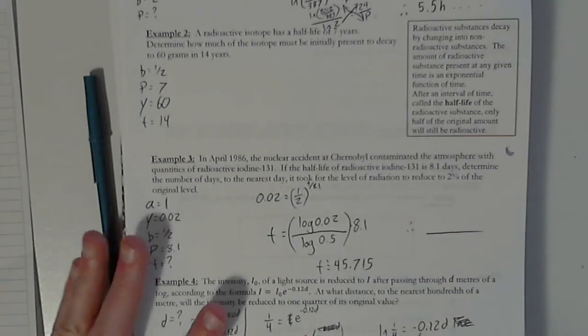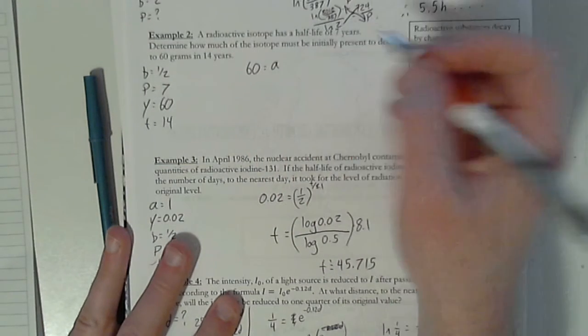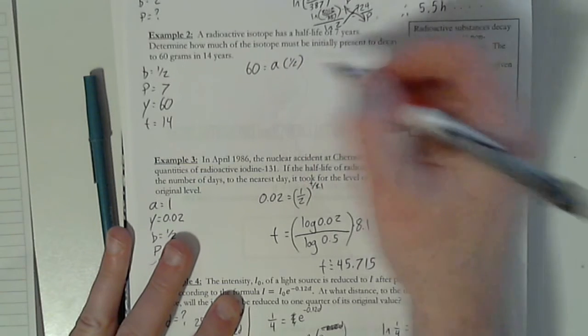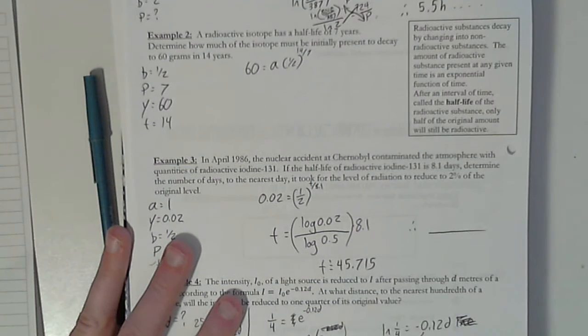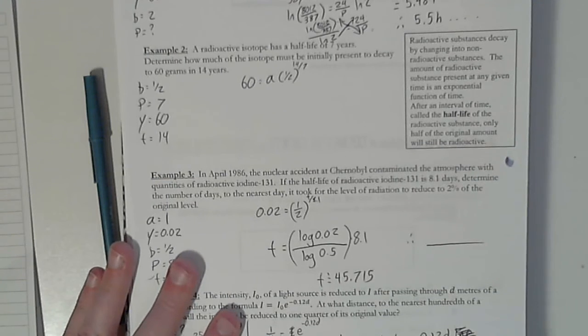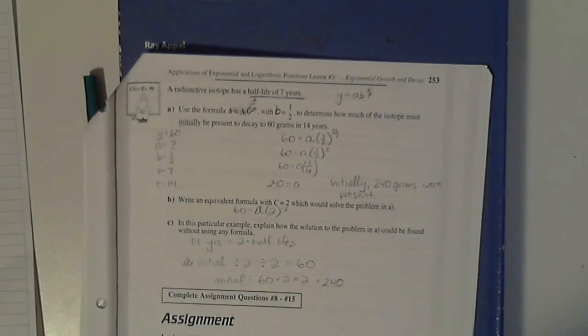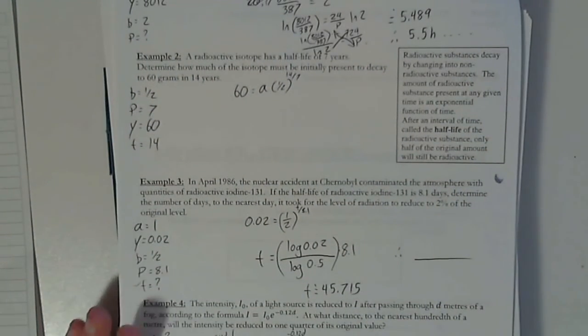Cool, haven't done a question like this yet. So 60 is equal to some amount of material on a half-life of 14 over 7. That's actually not too bad. You should pause the video and try and solve that on your own first.